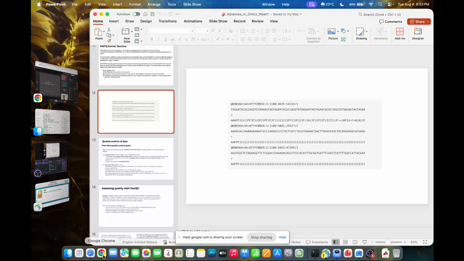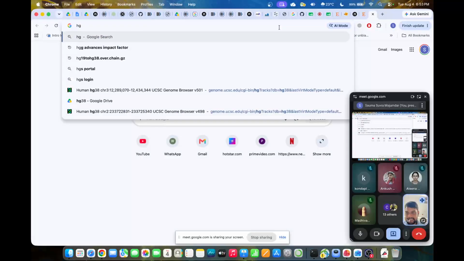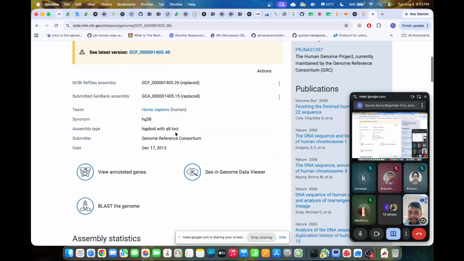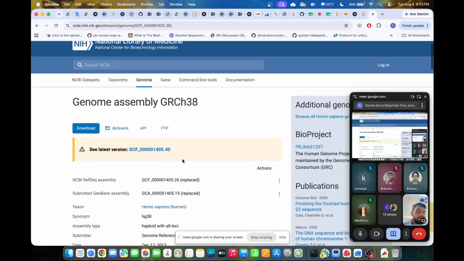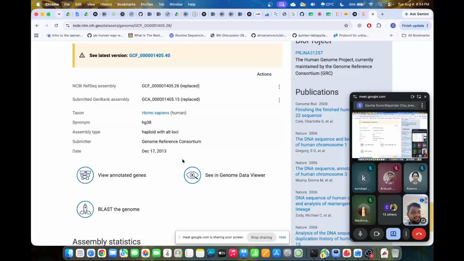A lot of reference builds are possible. For example, hg38 is the second latest version. The latest will be T2T. If you go to NCBI, you can find this genome. It will be in FASTA format. I'm not going to go into detail of the FASTA format; you can just look it up. It's a very simple format. There also you'll have the sequence and the position of the sequence.